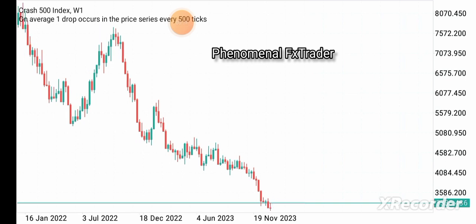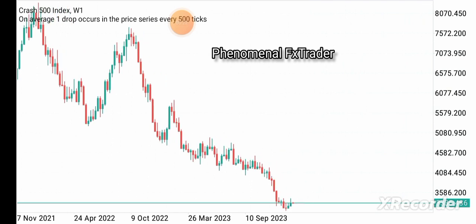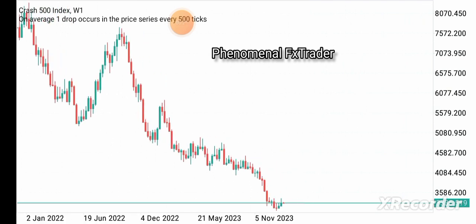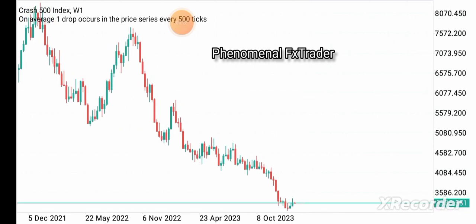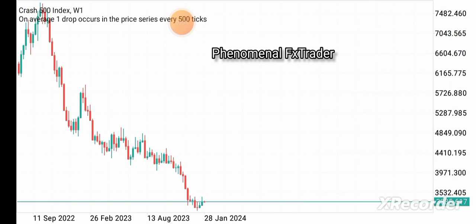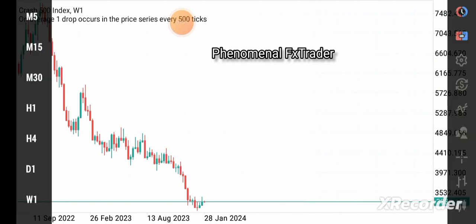All right, so I'm on Crash 500 and I'm on the weekly time frame. Most of the time I like going to the higher time frame to check the overall direction of the market and also mark out some key levels. As you can see on the weekly time frame, the market has been bearish.